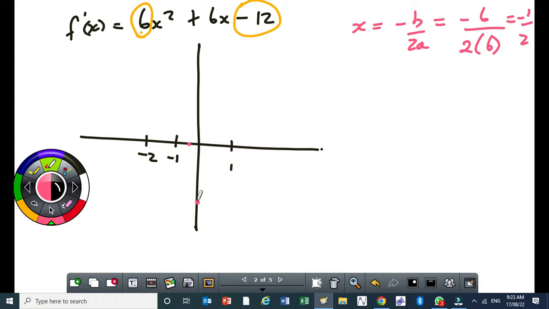Okay, it will be 6. 6 times a quarter gives me 6 over 4, plus minus 3, minus that. Can you do it quickly with the calculator for me? Substitute x equal to minus a half. You're getting negative what? Which is about minus 13 and a half.